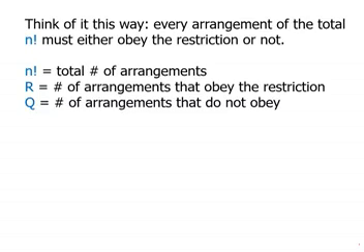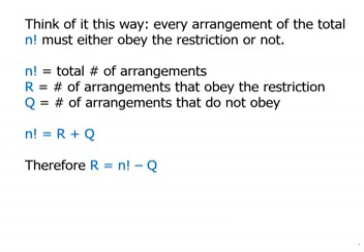And so let's just say we know n factorial is the total number of arrangements. That's the total number disregarding any restrictions. R is the number of arrangements that obey the restriction that we want. And let's just say that Q is the number of arrangements that do not obey that restriction. Well, certainly it's true that R plus Q equals n factorial. In other words, every possible order must be either an order that obeys the restriction that we want or an order that doesn't. Well, we have this simple equation, and we can simply solve this for R.